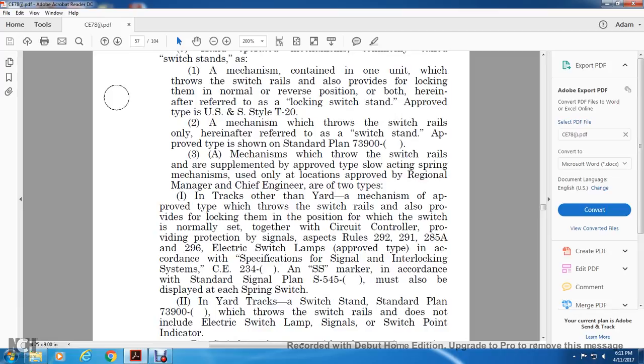Mechanism that throws the switch rails, supplemented by an approved type of slow action spring mechanism, is used only at locations approved by the regional manager, chief engineer. The end of track of other yards, a mechanism of approved type which throws the switch rails but is also provided with locking in the position for which the switch is normally set, together with a central circuit controller, provision protected with signal aspects of rule 292, 291, 285A, 296. Electrical switch lamps of approved type according to the specifications of signal interlocking system CE 234, and SS marker in accordance with standard signal plan S545, must also be displayed with each spring switch.